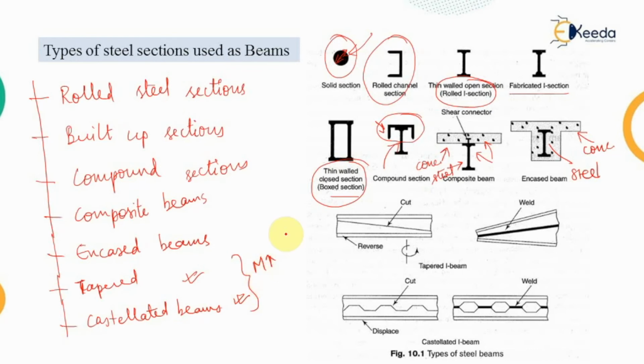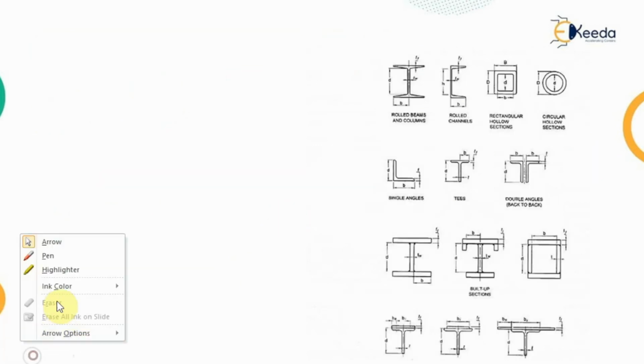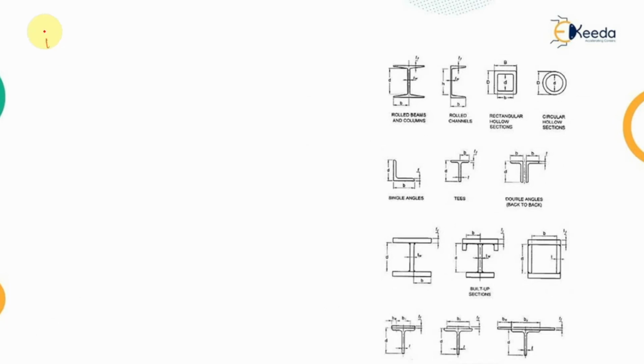How will we do that? That we will see one by one. So these are the possible 7 types of steel sections which can be used as beams. Now looking at the first type of sections which can be used as a beam, those are known as the rolled steel sections.